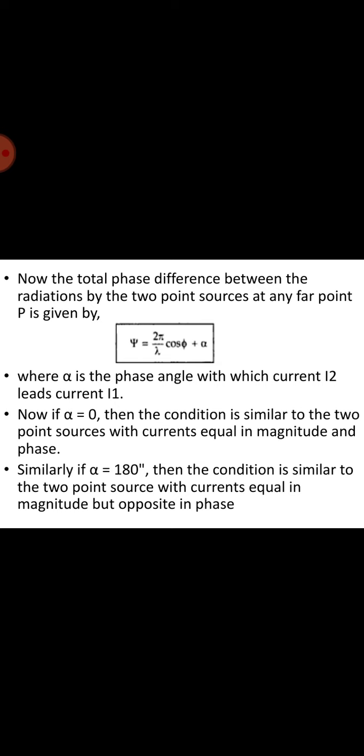Now if alpha is equal to 0, then the condition is similar to point sources with currents equal in magnitude and phase. Similarly, if alpha is equal to 180 degrees, then the condition is similar to point sources with currents equal in magnitude but opposite in phase. Assume that the phase difference is 0 less than alpha less than 180 degrees. Then the resultant field at point P is given as Et equal to E1 into e power j0 plus E2 into e power j psi, because source 1 is assumed to be the reference and hence its phase angle is 0.